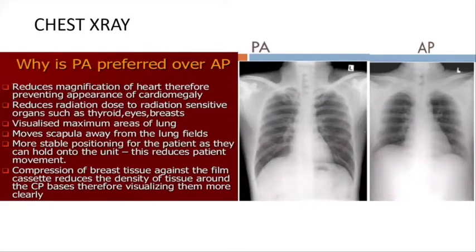We select the PA view because this reduces the magnification of the heart, which occurs in the AP view of the heart, and this also reduces the radiation dose to the radiosensitive parts of the body like the thyroid and eyes. This first is the PA view of the chest, and second is the AP view. We can see that in comparison to the AP view, the PA view gives more accurate dimension and shape of the heart, while in the AP view, due to the more anterior position, the heart is relatively enlarged, so this can give a false assumption of cardiomegaly.